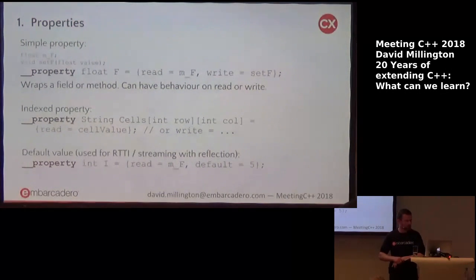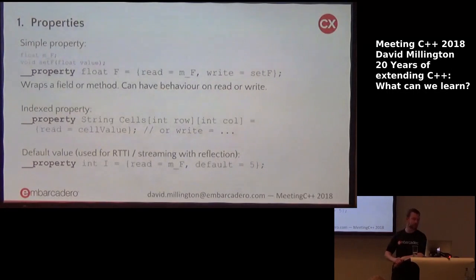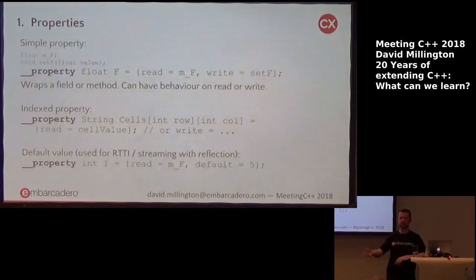So we have an underscore property keyword. So the syntax you can see on screen. Let's assume that you have a class with, let's say, a member variable of some sort, which is a float, and a setter method. You want something to happen when you set a value. That could be anything. You might want to trigger something. You might just want to validate it, anything like that.